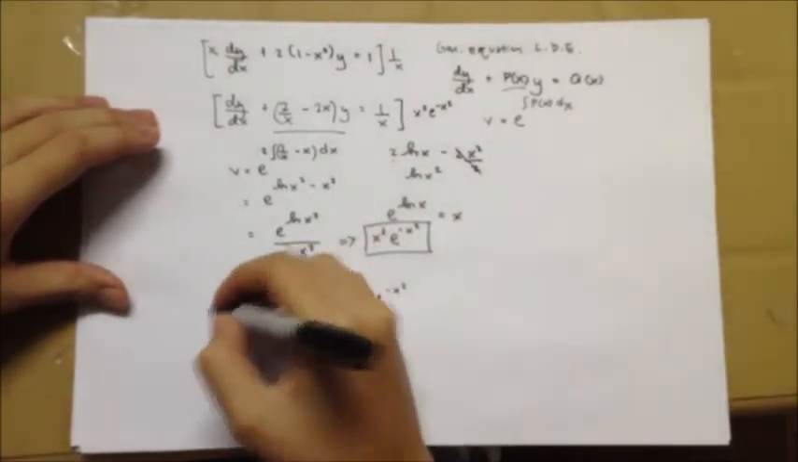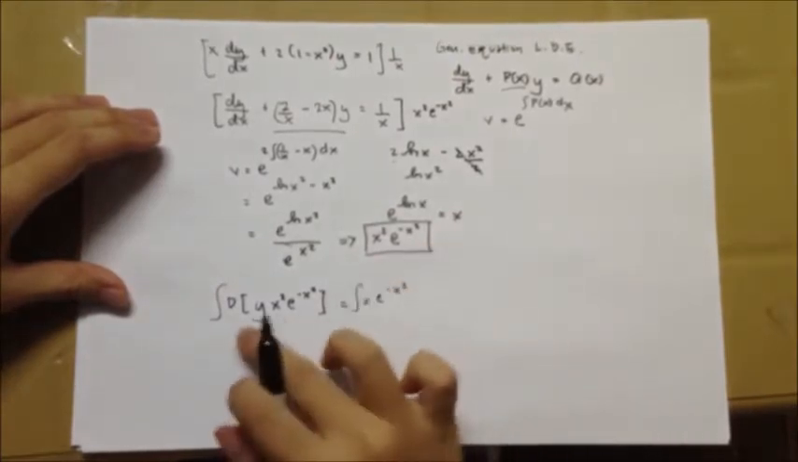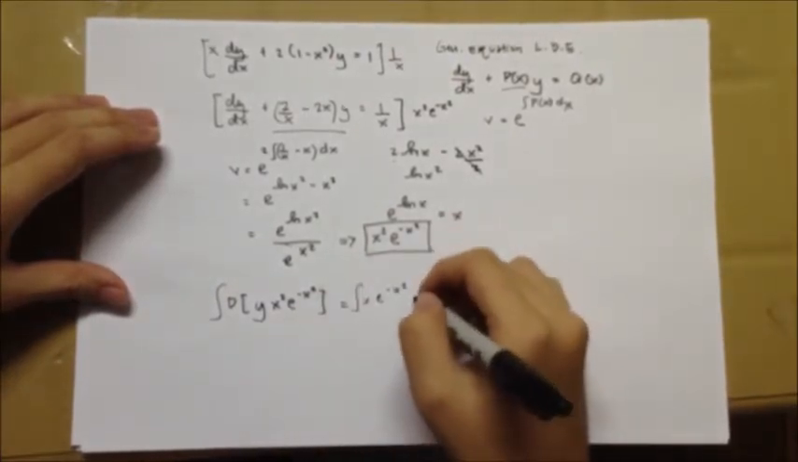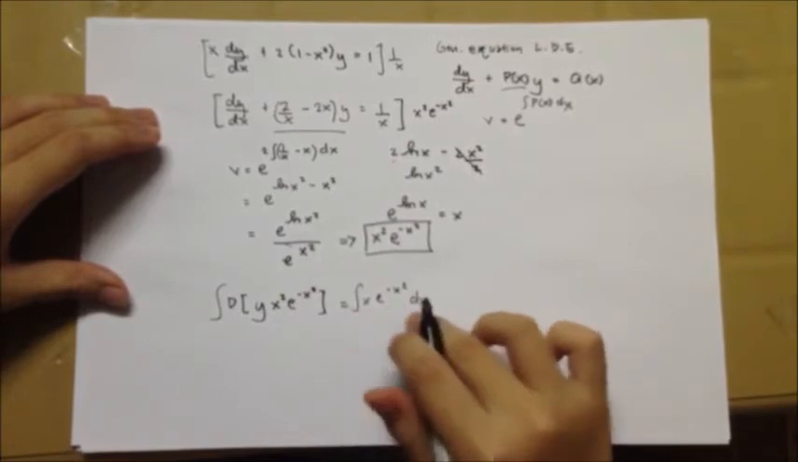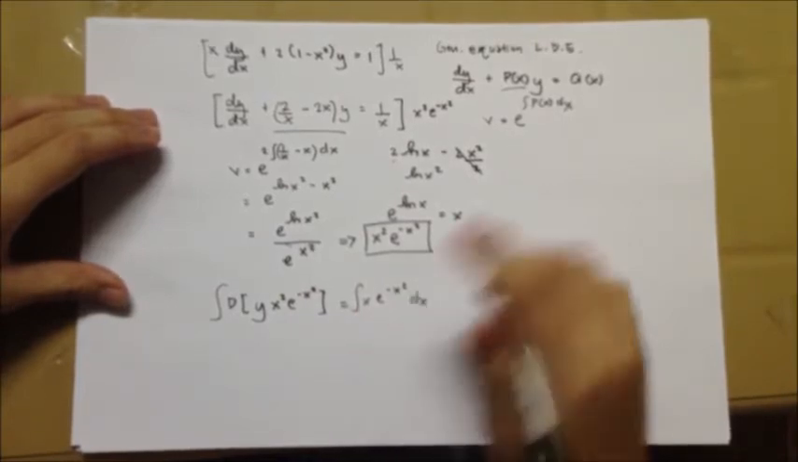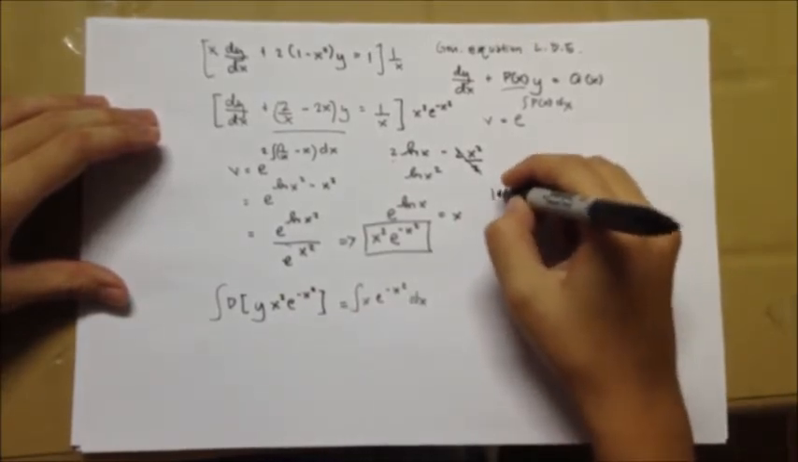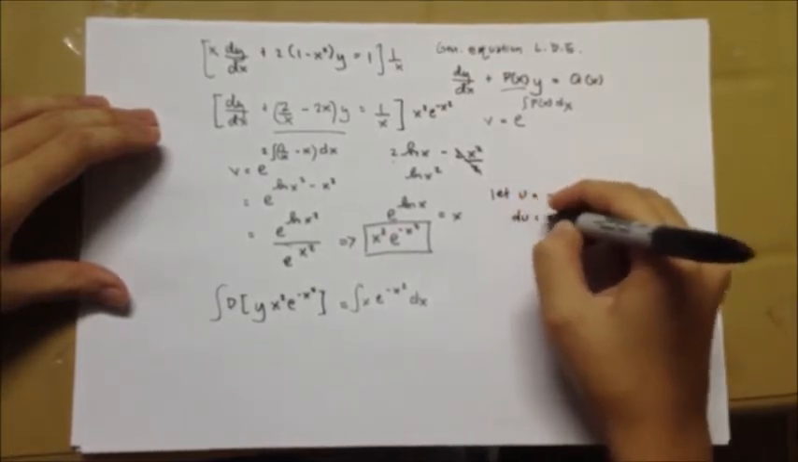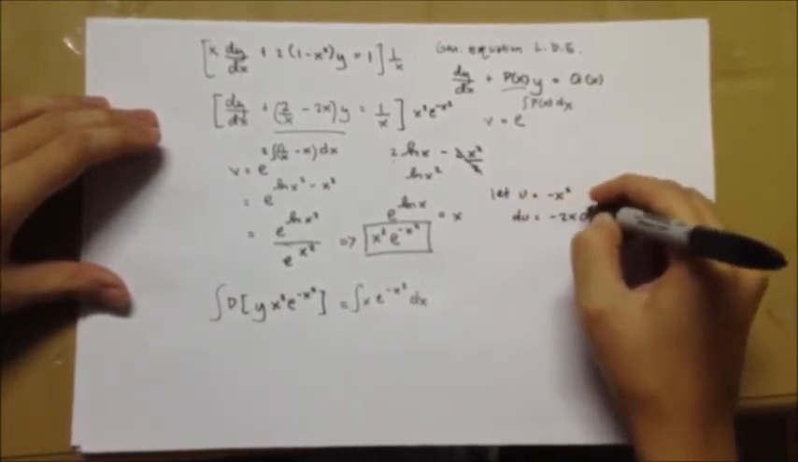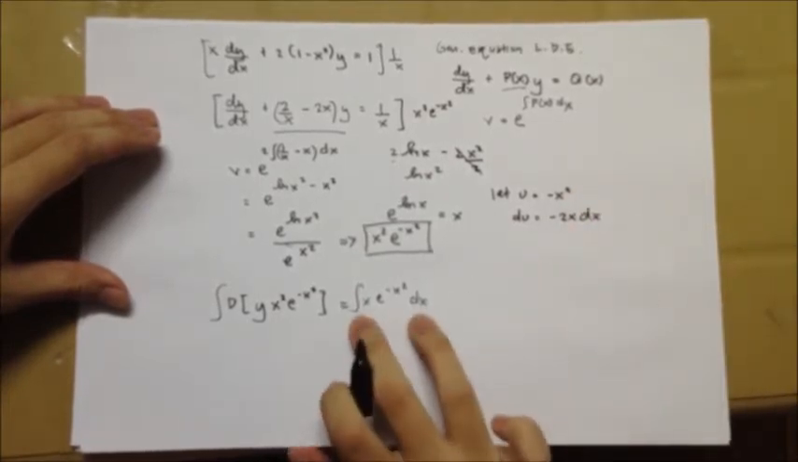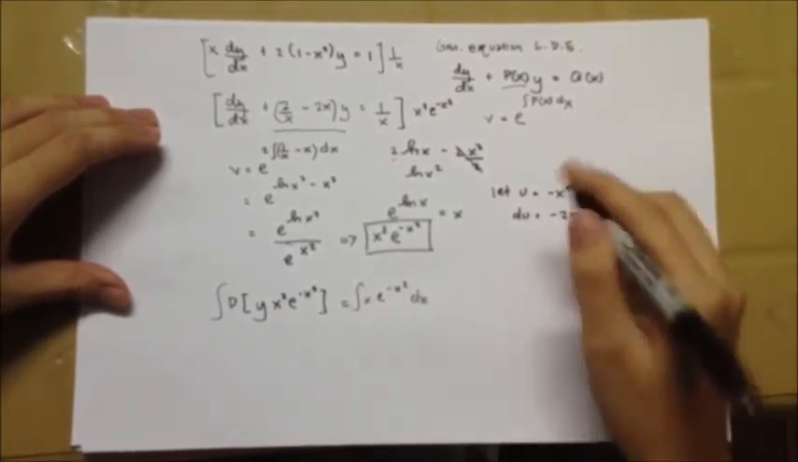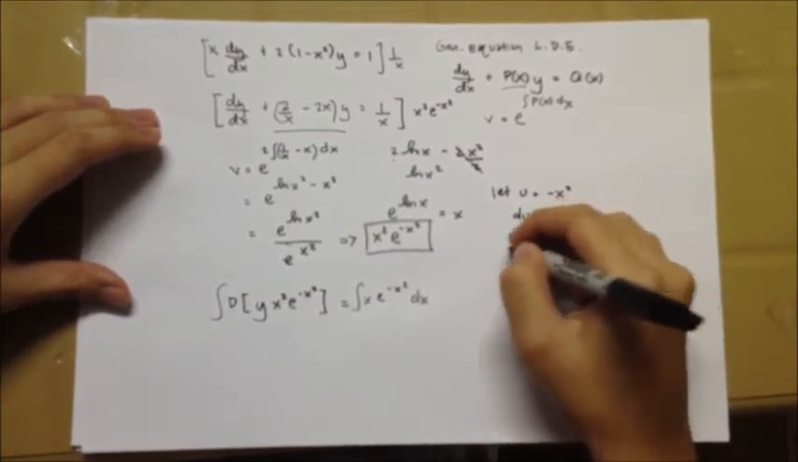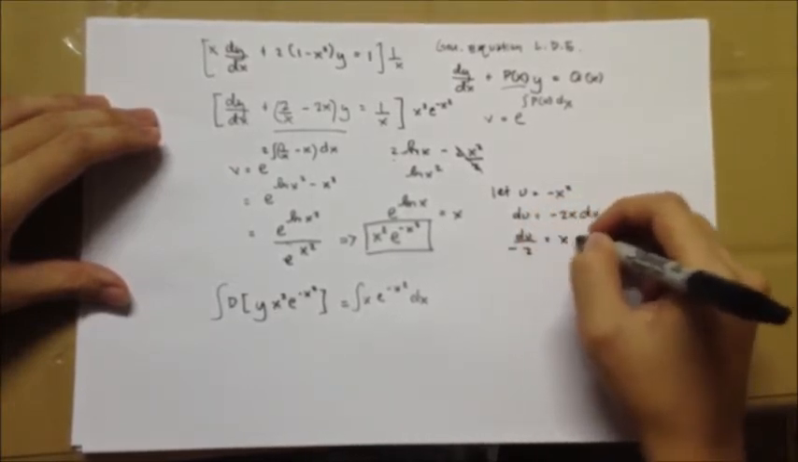Now we will be integrating both sides in order to solve for y with respect to dx. Before integrating the right hand side, we must use the substitution. Let u be equal to negative x squared, and now du is just equal to negative 2x dx. Since I have x dx here, I may want to express this as du over negative 2 is equal to x dx.